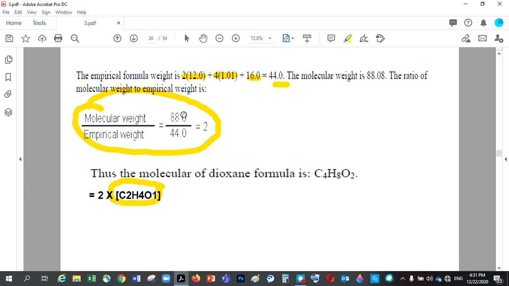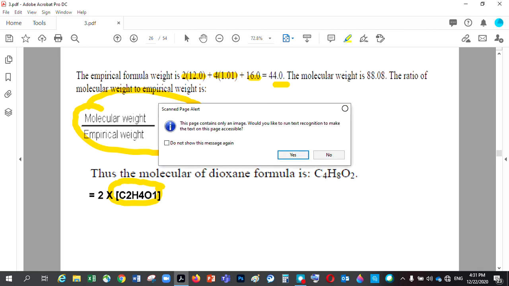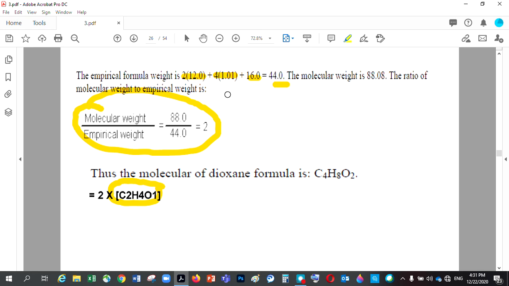So you divide 88, that's the total molar mass for the whole molecule, by the molar mass of the empirical formula, which is here, correct? So you get 88 divided by 44. So the N, which is the formula here, N is 2. That's the ratio of the whole molar mass, correct?